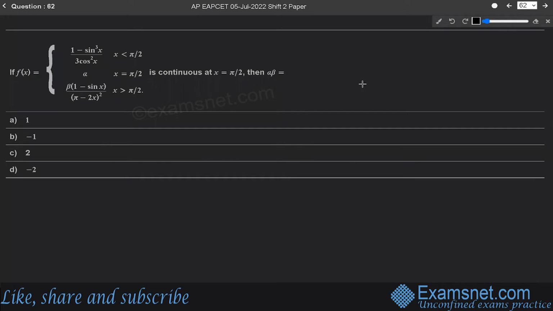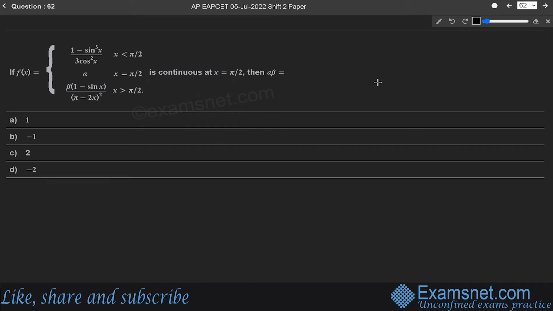Next question is, if f of x is equal to (1 minus sine cube x) upon (3 cos square x), if x is less than pi by 2, f of x is equal to alpha when x is equal to pi by 2, and f of x is equal to beta into (1 minus sine x) upon (pi minus 2x) whole square, if x is greater than pi by 2, and it is continuous at x is equal to pi by 2, then alpha into beta is equal to. Here we have to find the value for alpha into beta. So first let us calculate the values for alpha and beta.